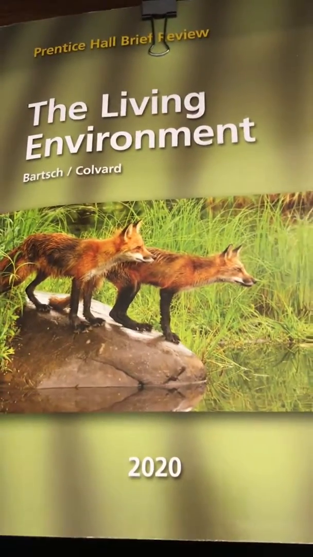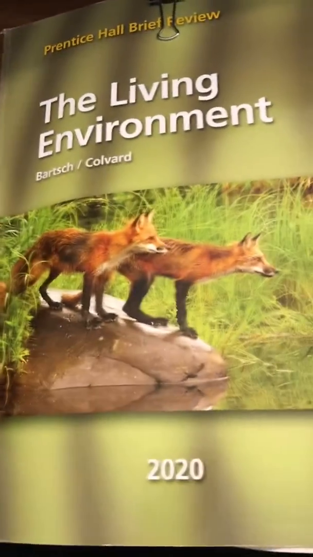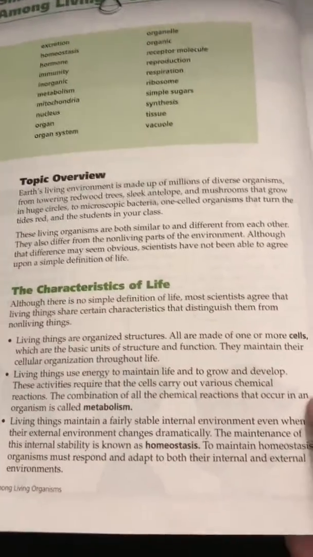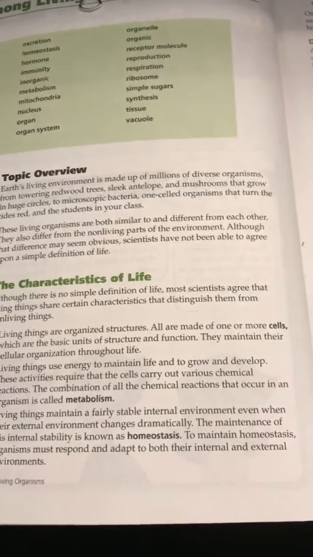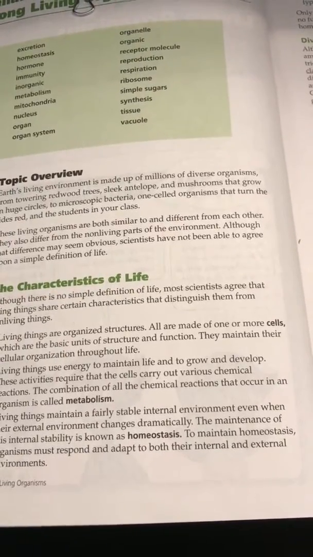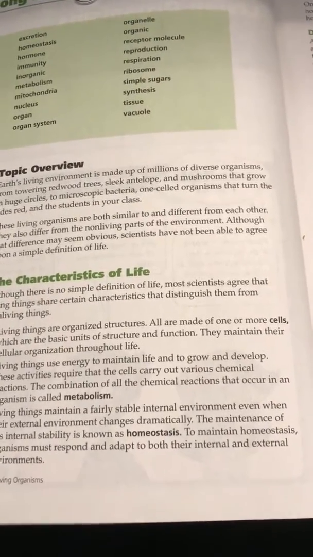Hey you guys, I'm going to read out loud from the Living Environment Review book. I'm going to read out loud chapter 1. And notice that while I'm reading out loud, I'm also going to be doing some underlining with my orange marker on things that I think are important.